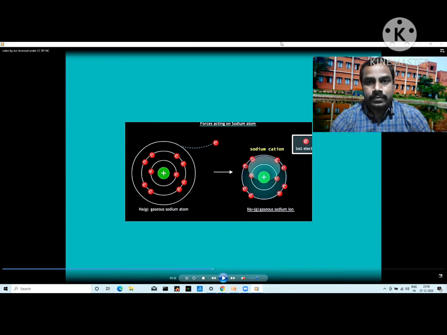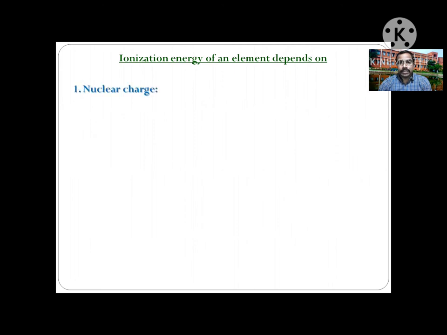Now we will discuss the factors which affect the ionization energy. Ionization energy of an element depends on 5 different factors, which we will discuss precisely. The first one is nuclear charge. Ionization energy is always directly proportional to nuclear charge.